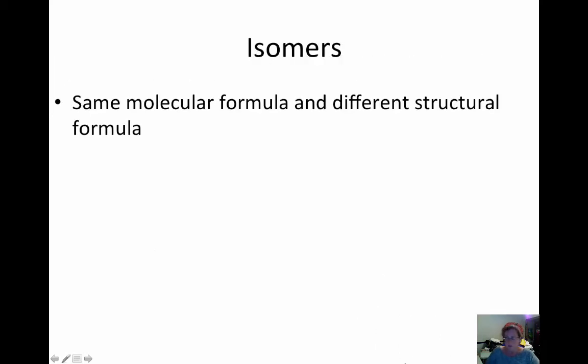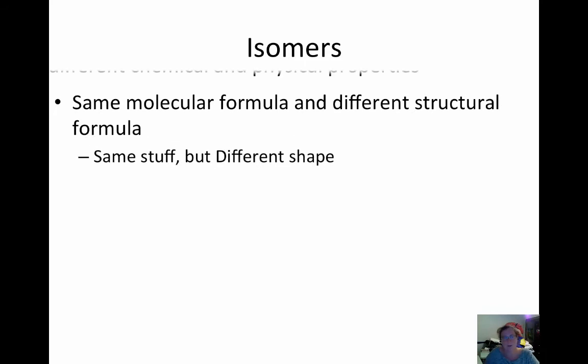Isomers have the same molecular formula but different structural formula. Same molecular formula means you have the same number of each atom, but they're arranged in a different structure. So you have the same stuff, but a different shape.